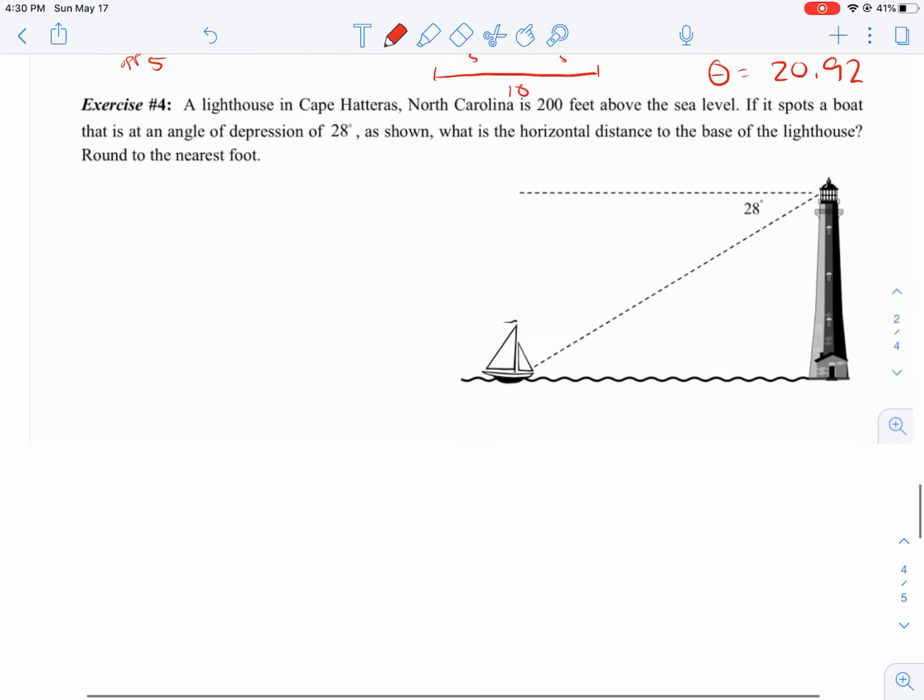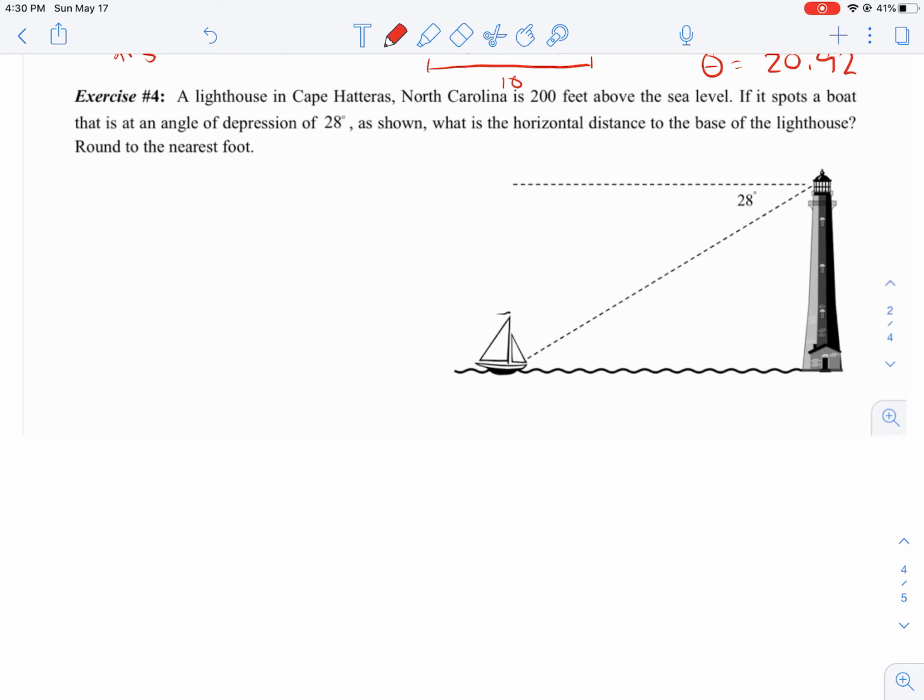All right, example 4. A lighthouse in Cape Hatteras, North Carolina, is 200 feet above sea level, which means this length right here is 200 feet. You write that in there. It spots a boat at an angle of depression of 28 degrees.